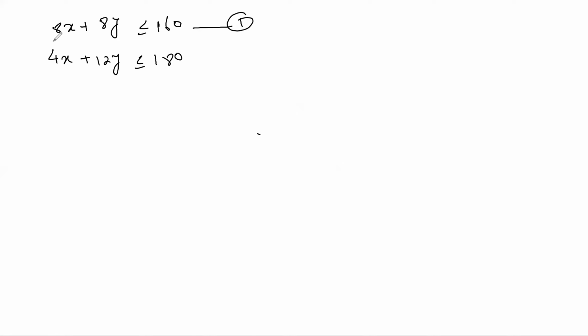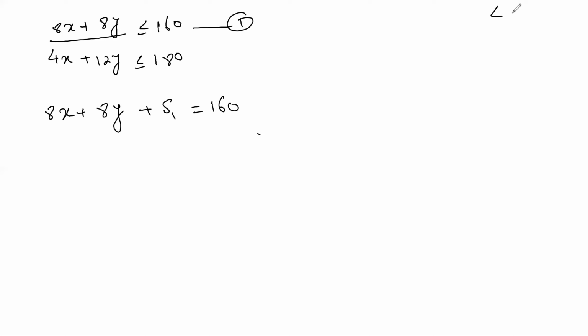In the simplex method, we want to maximize our function, and our constraints are 8x plus 8y less than 160. This is our first constraint. 4x plus 12y less than 180. Now, if you see this first equation, this left hand side is less than 160. So I want to make them equal. I add some variable s1 and I say that now they are equal.